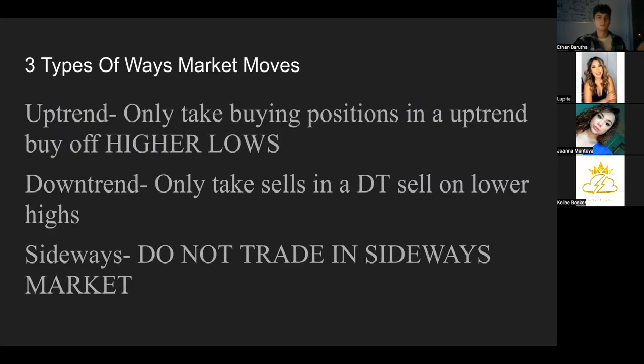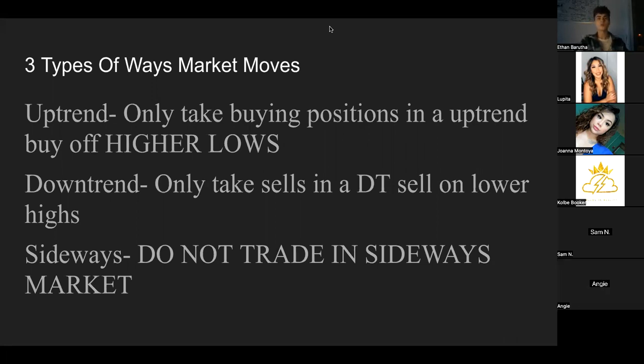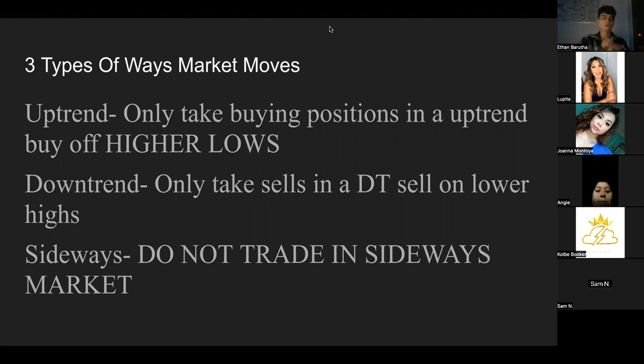Nothing really too complicated. It's just how the market is, how the market moves, okay? So next, there's three types of way that the market moves. You have an uptrend, where you only take buying positions in an uptrend off higher lows. I'm going to break down what higher lows look like and what lower highs look like as well. But during an uptrend, you want to buy off a higher low because that gives you more opportunity to have more profit. So that's one way the market moves.